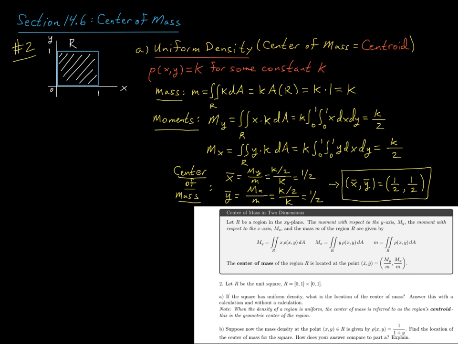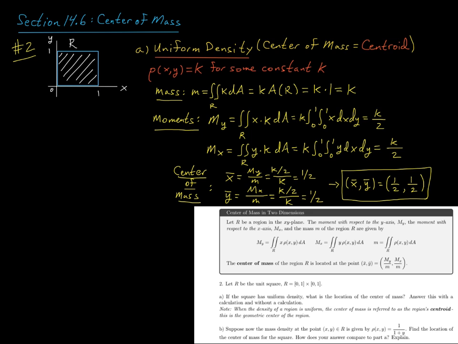In any event, I'll go ahead and take the k out, and then we're just going to integrate x over that region, and so that's going to give you k over 2. Now for the x moment, we're going to have y times the density, and so taking the k out, we're going to integrate y over that region, so that again gives you k over 2. Then for the center of mass, the x coordinate x bar is the y moment divided by the mass, which would be k over 2 divided by k, and that's equal to 1/2, and likewise for the y coordinate y bar. So through the calculation, we also conclude that the center of mass is just at that geometric center point of 1/2, 1/2. All right, cool.